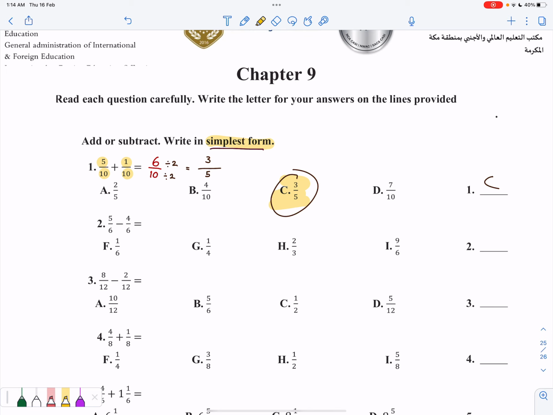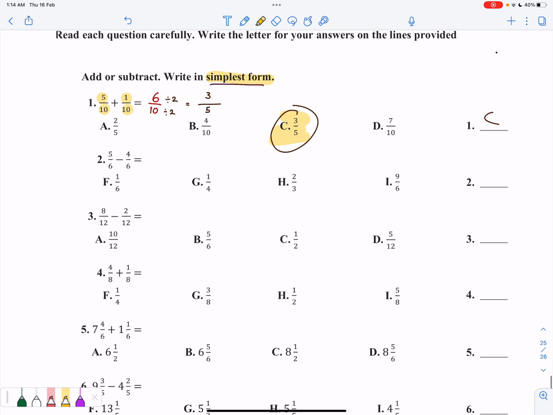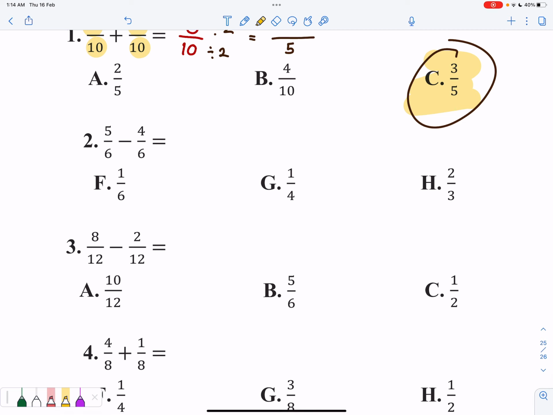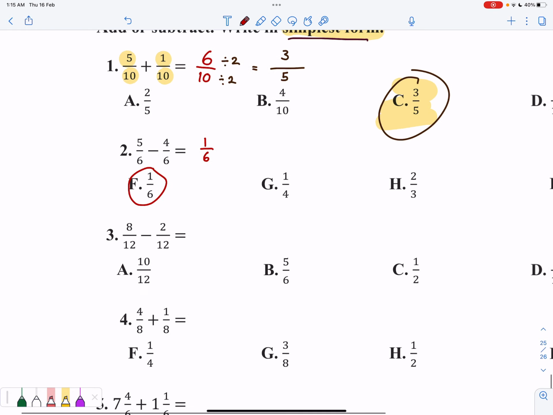Okay, next question. Here we want to subtract 5 over 6 minus 4 over 6. Just like we did with adding, we just work with the numbers at the numerators, the number at the top. So 5 minus 4 equals 1 over, we keep the denominator the same. 1 over 6 is the correct answer, which is answer F.